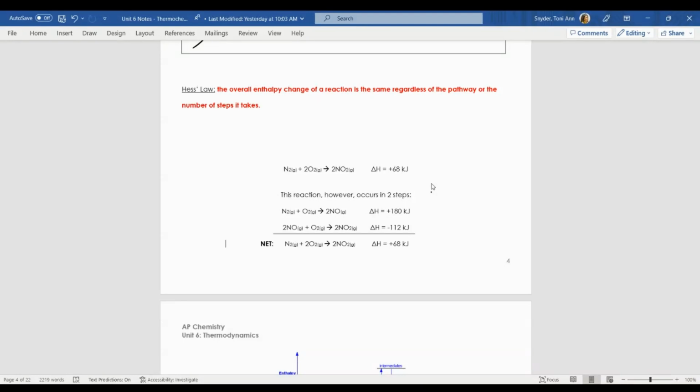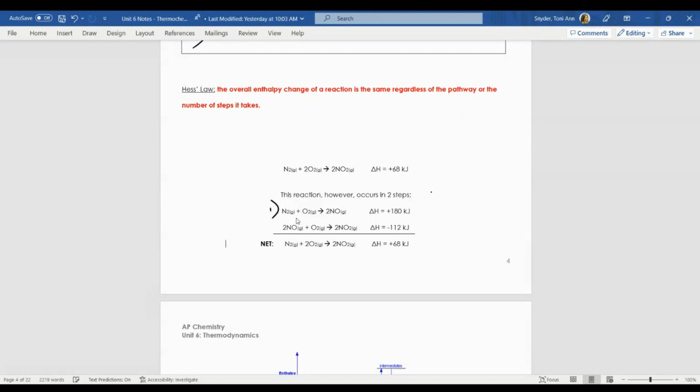So if I take a look at this reaction up here, nitrogen and oxygen tend to form nitrogen dioxide, and this delta H is 68 kilojoules. So I would have to input 68 kilojoules in order for this reaction to occur. However, we're going to find that reactions don't always occur in one step. This is a kinetics thing. We'll talk about kinetics last. This reaction actually occurs in two steps.